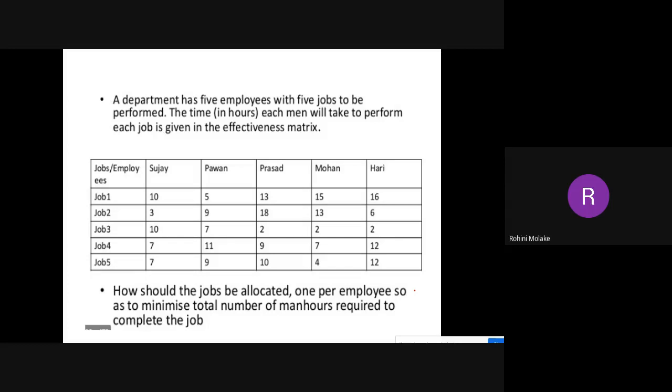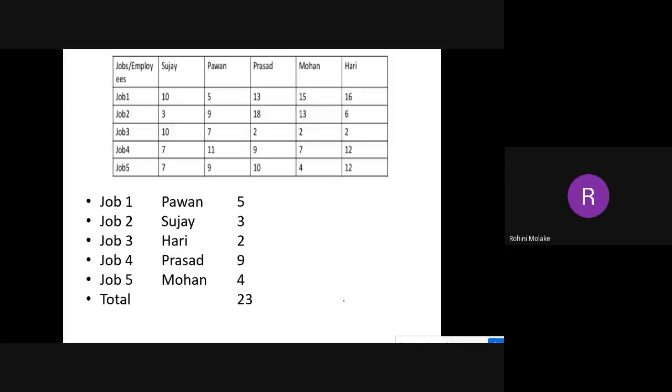So after row reduction, the matrix will remain the same, because in column reduction the minimum value is 0 in all the places. Did you complete? Were you able to get to the assignments? We are getting only 4 assignments. Only 4 assignments. Why is that? So here, is this what you are getting? Job one is Pawan, that is 5. Job two is Sujay.